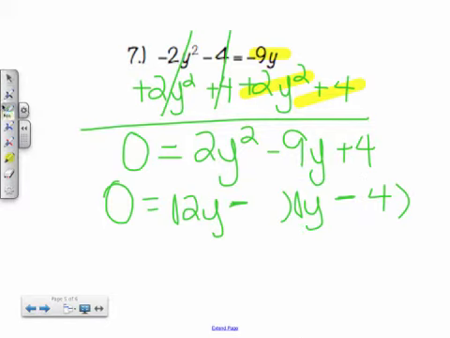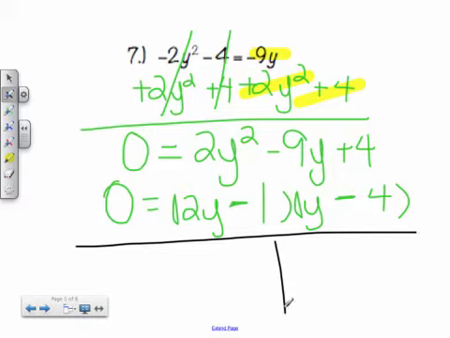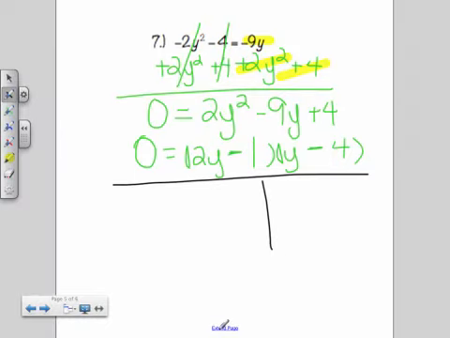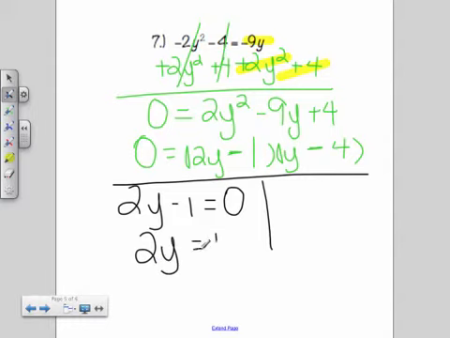So when I set up my t-chart right here, I'm going to set each factor equal to 0. So my first factor that I'm going to set equal to 0 is 2y minus 1. So I'm going to say 2y minus 1 equals 0. In order to solve this, my first step is to add 1 to both sides. So 2y equals 1. And then divide by 2, so I get y equals 1/2.